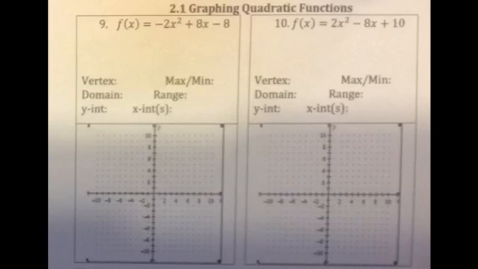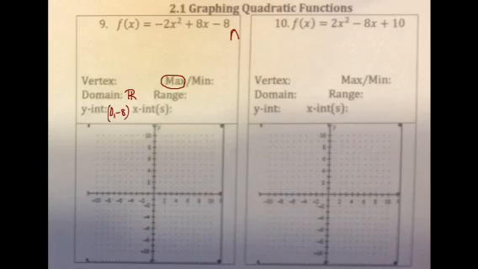All right, so number 9, we have a concave down, so we're going to have a maximum value. The domain is all reals, and the y-intercept is -8, because that's the c value right here. So it's going to be (0, -8).